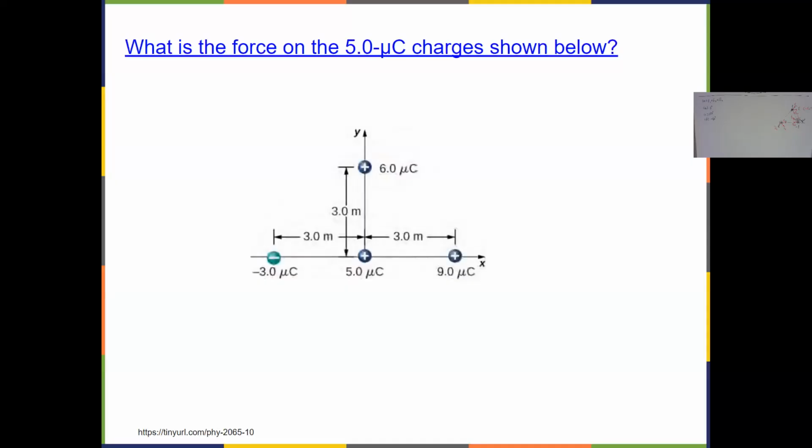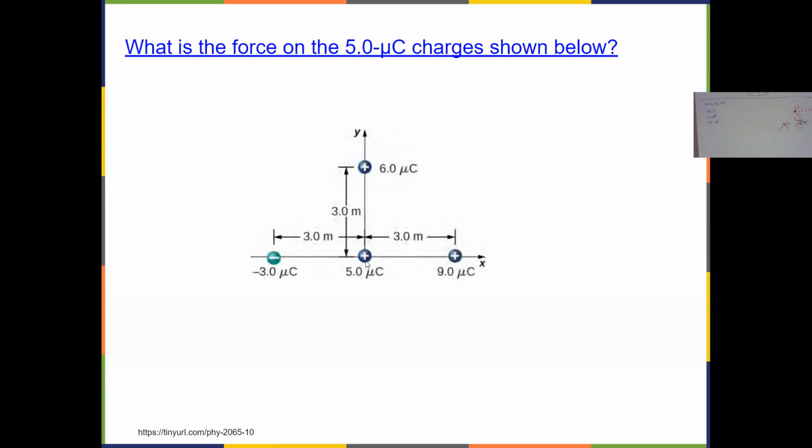So let's go back quickly. This one is asking what's the force on the 5.0 micro, so mu for micro, Coulomb charge shown below. So this one. Okay. So there are 3 more charges surrounding this one. So that means you want to just look at the 3 forces by those 3 charges on this one and then add them up. Okay.